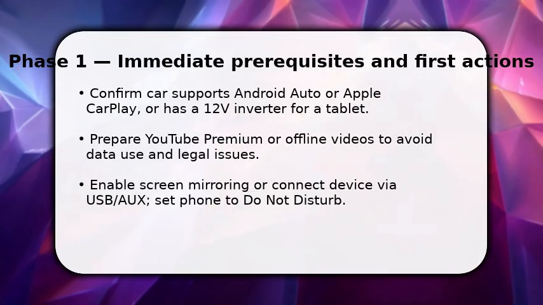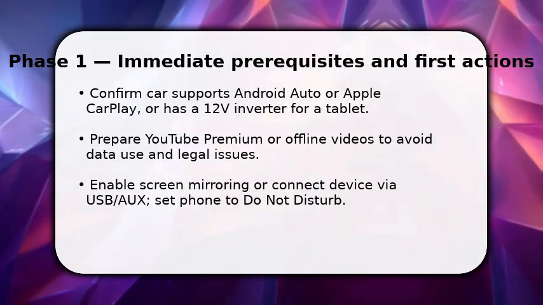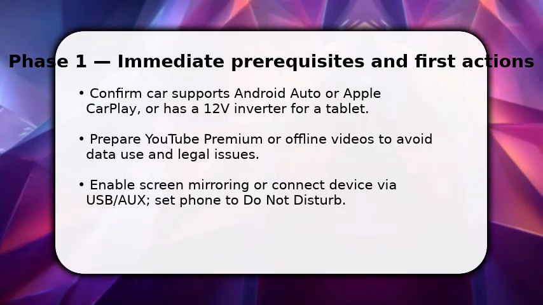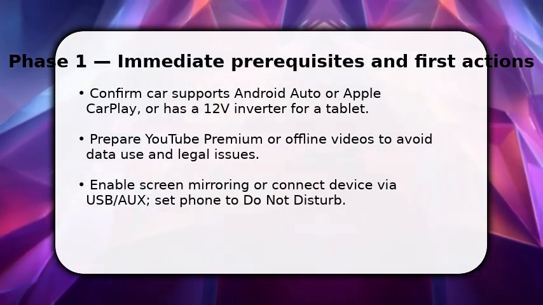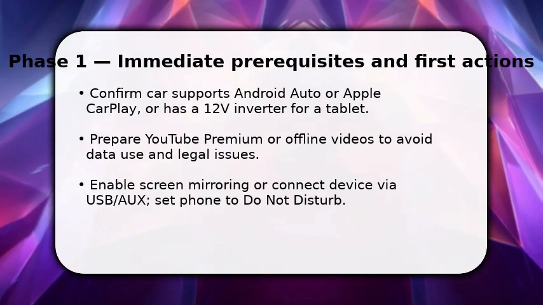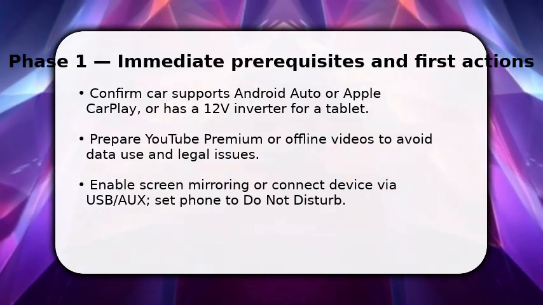If you plan offline playback, download videos in advance using YouTube Premium. Connect the phone physically when possible. It reduces lag and keeps charging steady, which prevents unexpected shutdowns during the process.